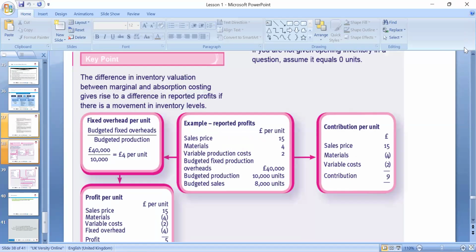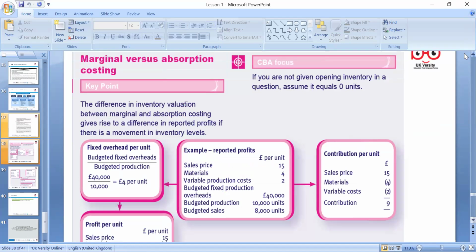Okay, then here we look at marginal versus absorption costing. When we say marginal, as we said earlier, it means we use variable cost, while in absorption the fixed cost or production cost is also used. So let's say now the fixed overhead rate. We've been given in the question that fixed cost is £40,000 for the 10,000 units we produce. So per unit fixed cost is £4 per unit.